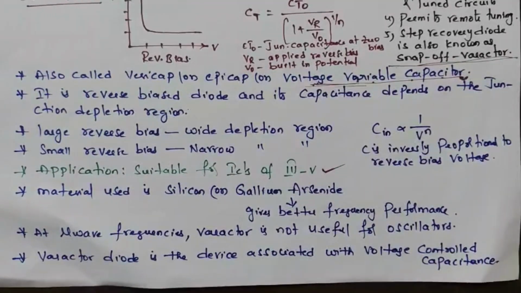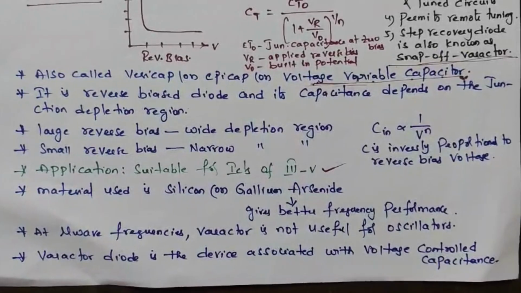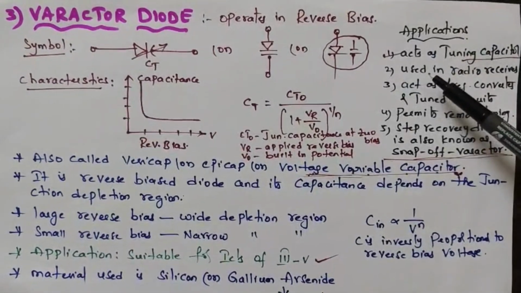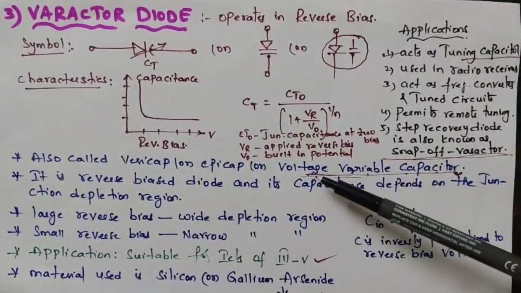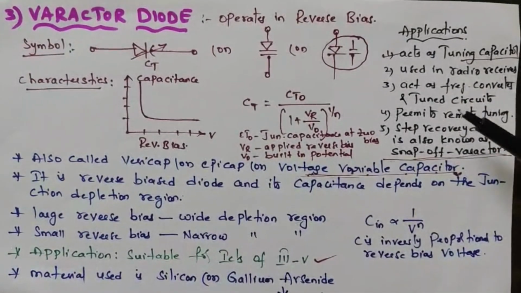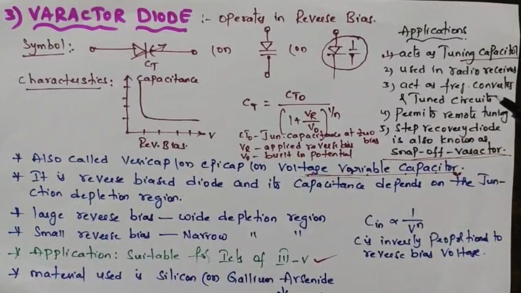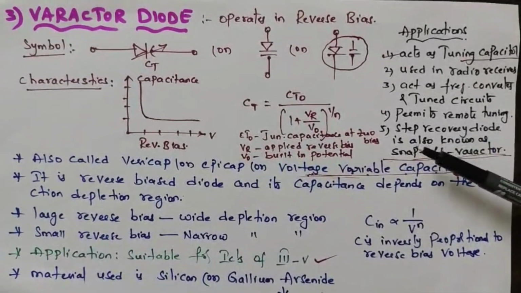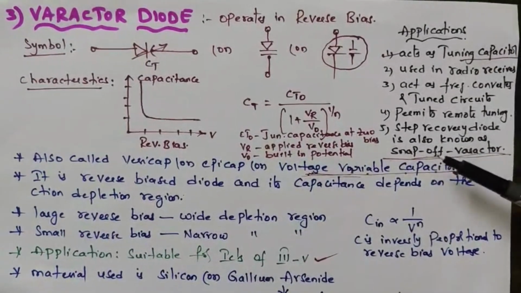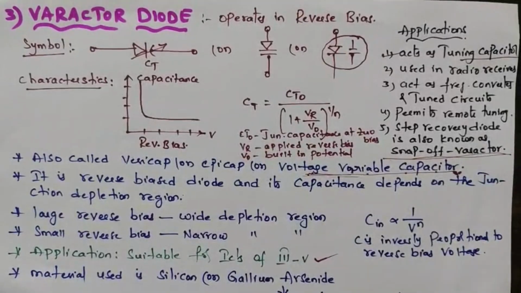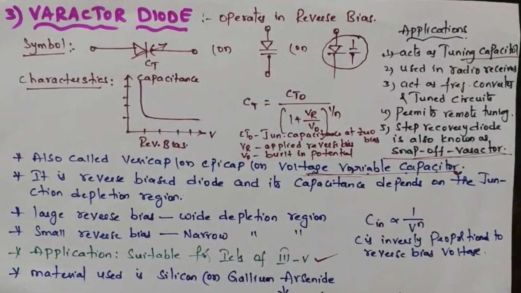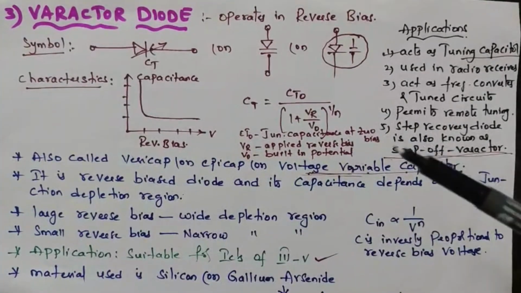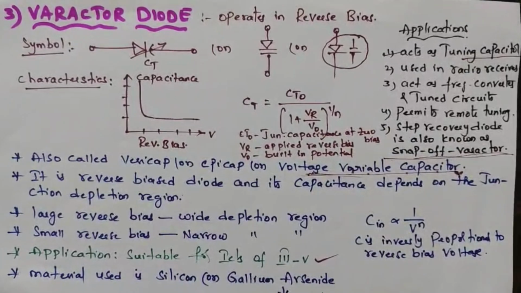Okay, now we will see the applications of the Varactor diode. The first one is that it acts as a tuning capacitor and it is used in radio receivers because of the voltage variable capacitor characteristics. It acts as a frequency converter and in tuned circuits, and it permits remote tuning. And the last one is the step recovery diode, which is also known as snap off Varactor. And that's about the Varactor diode. You can expect these points as MCQs regarding the Varactor diode in different competitive exams.